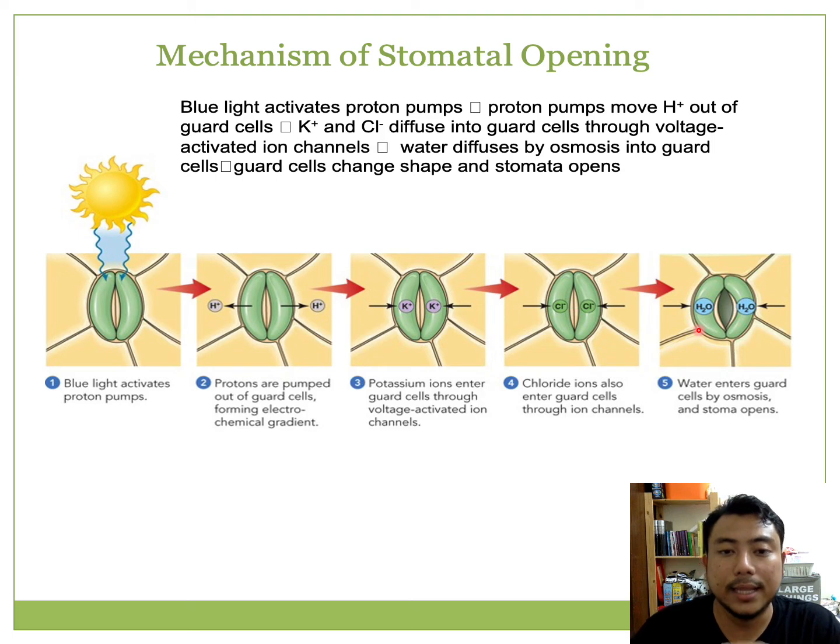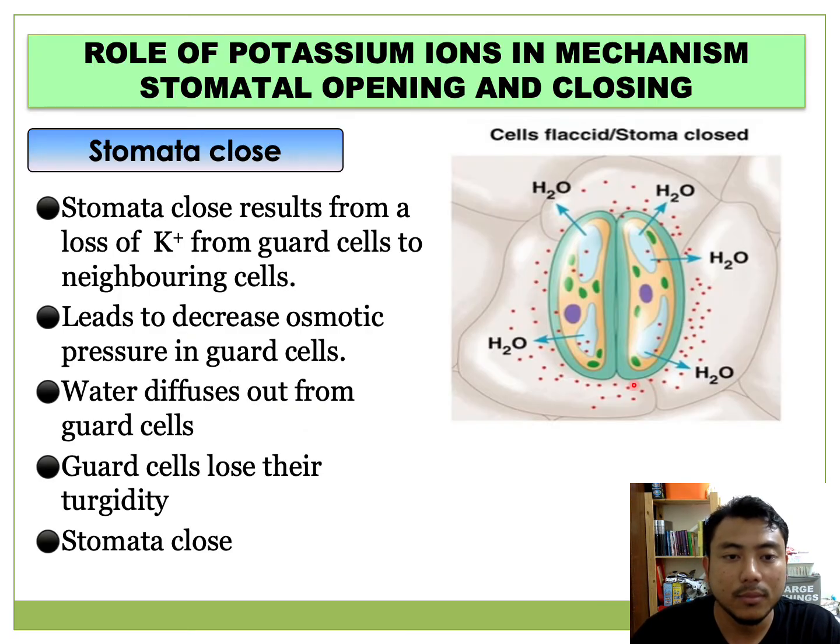Okey. So kita kena faham konsep ni. Air ni dia akan bergerak daripada tempat yang cair pergi ke tempat yang pekat. Macam tu. Sebab dia nak cuba balancekan concentration tu tadi. Itu memang dah perangai air macam tu. Okay, stomata closing is basically the reverse of what we have discussed earlier. Okay, stomata close results from loss of potassium ions from gut cells to the neighboring cells.